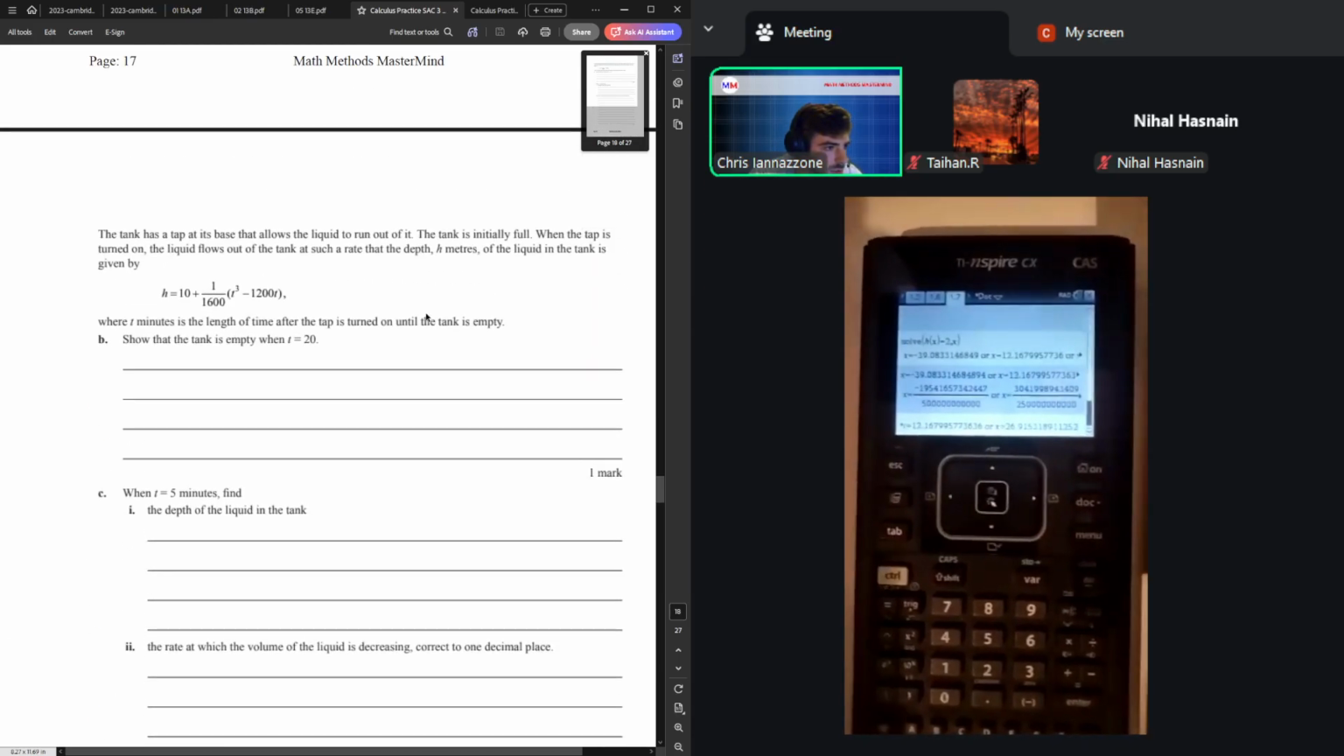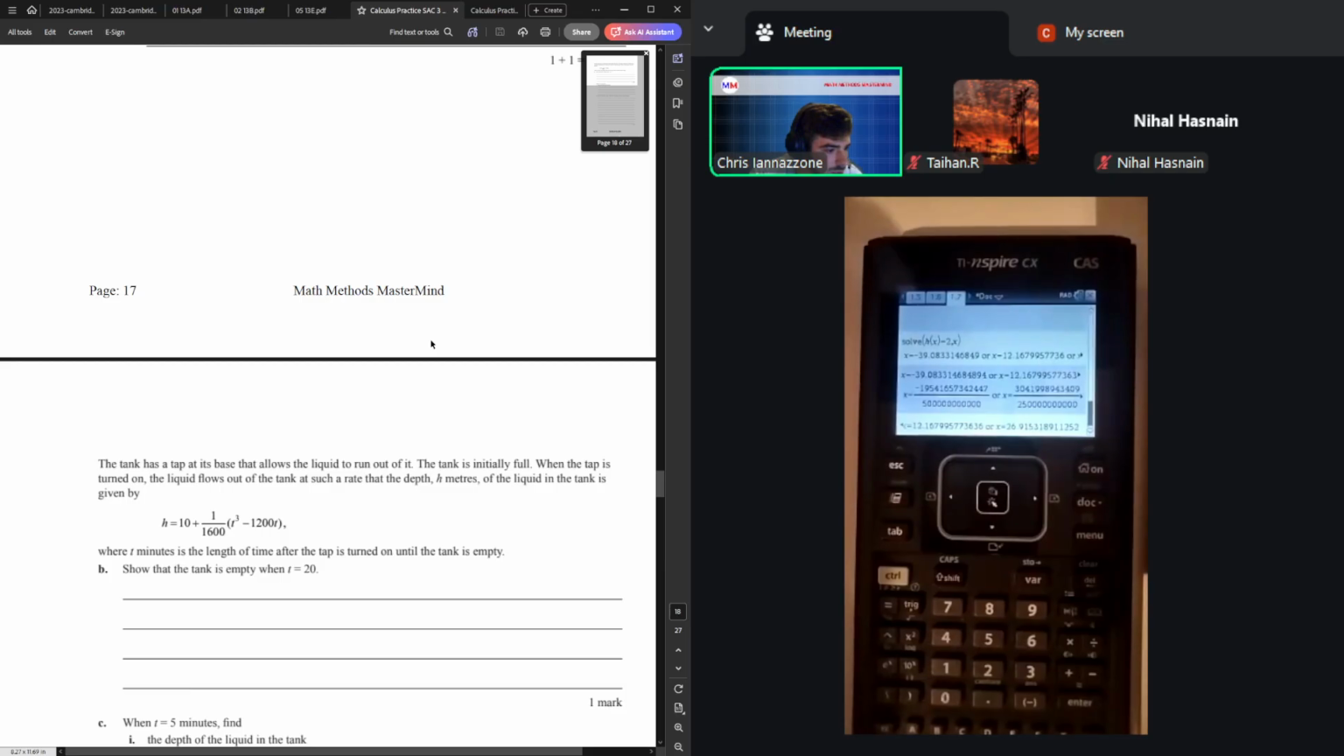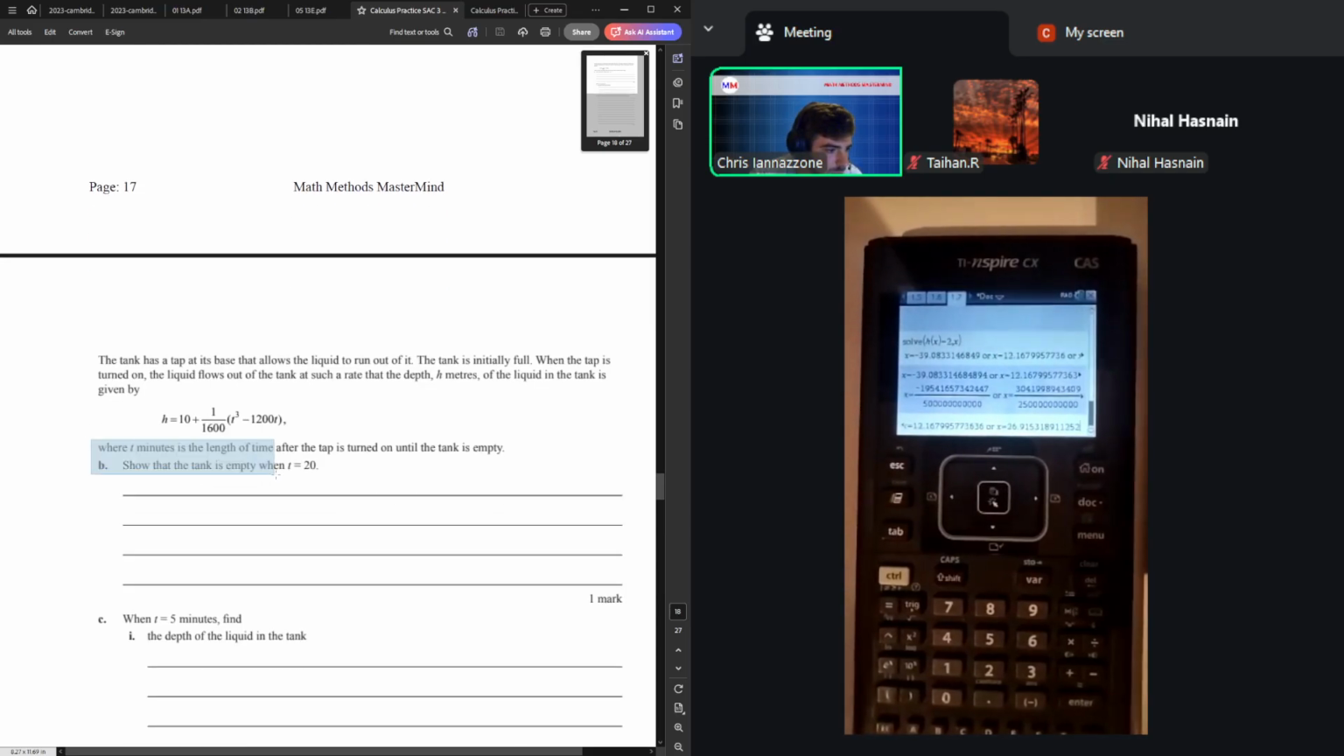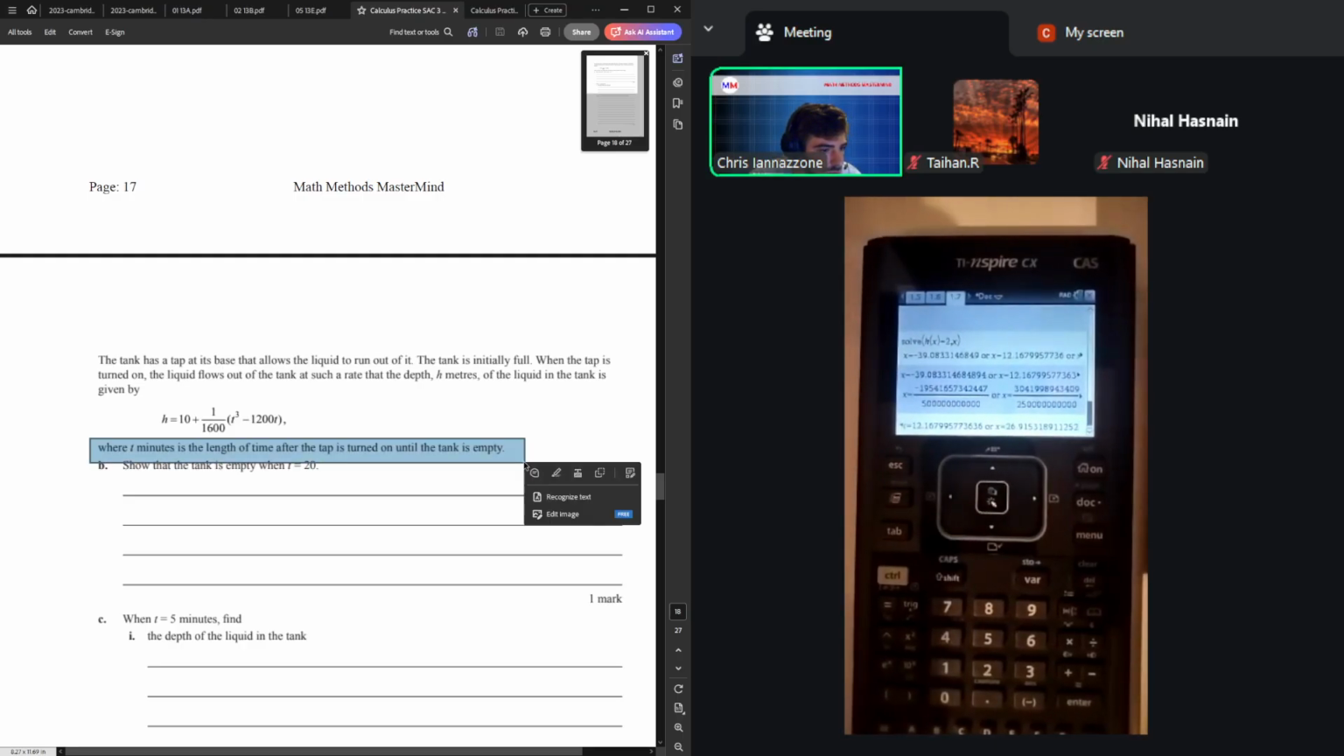The wording of the initial scenario here is going to be helpful. T minutes is the length of time after the tap is turned on until the tank is empty. That sentence there helps us determine which of these is actually valid, the 12 or the 26. Which one would it be and why?